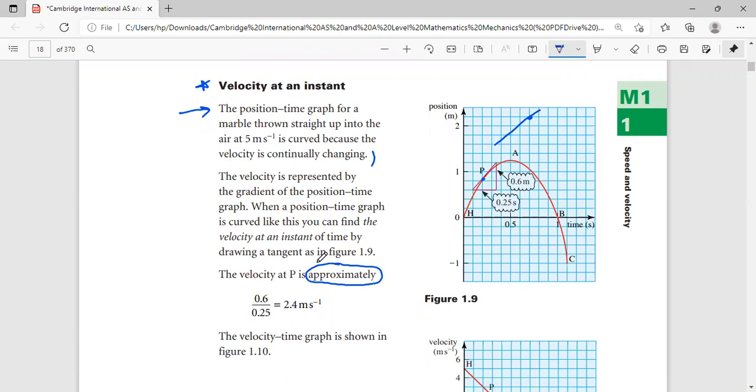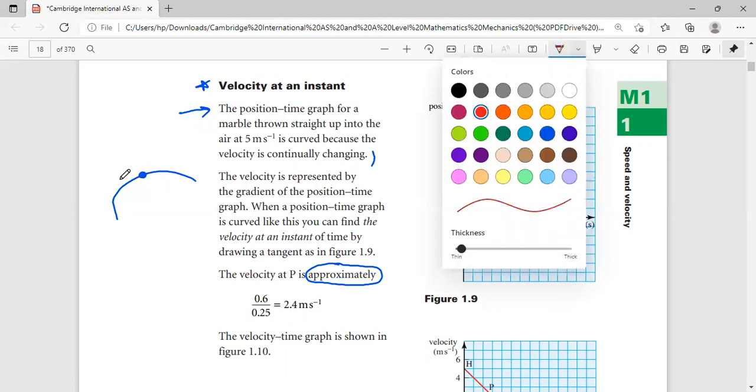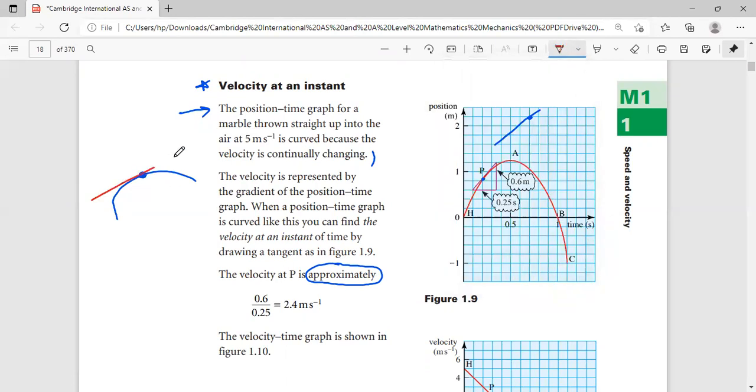What will you do in this case? You will find an approximate answer. You will consider that from this point there is a tangent. You know what a tangent is? When a line touches the curve, this thing we are discussing in pure mathematics also. This one is a tangent. So we will consider one tangent at that point, just like at this blue point, and then we will find the gradient of this tangent.